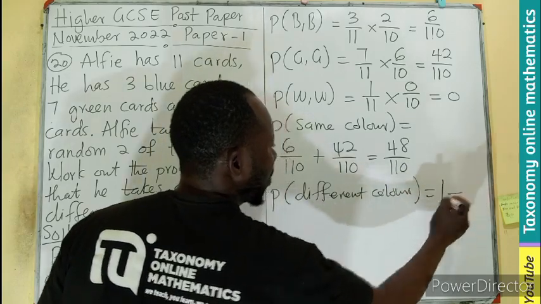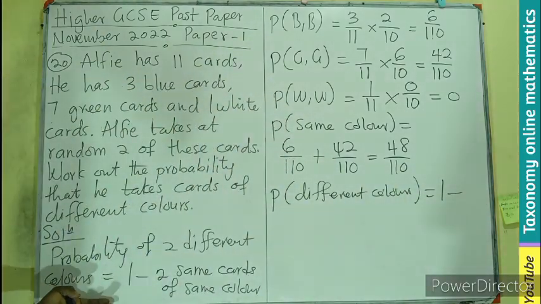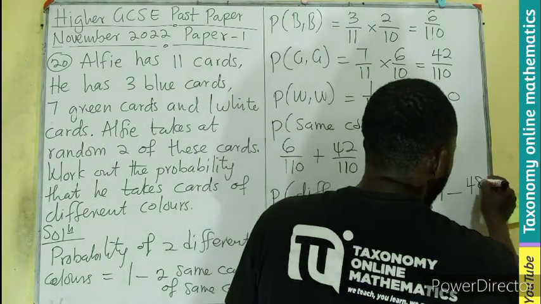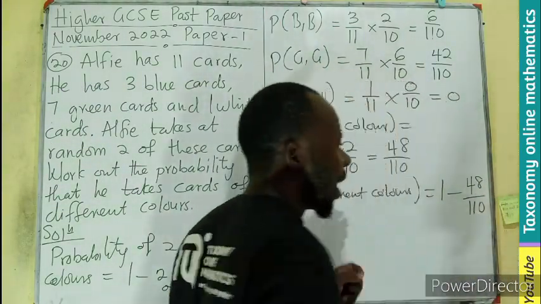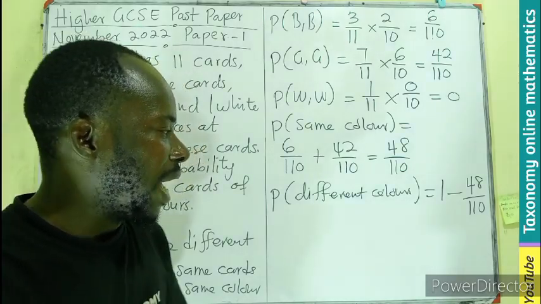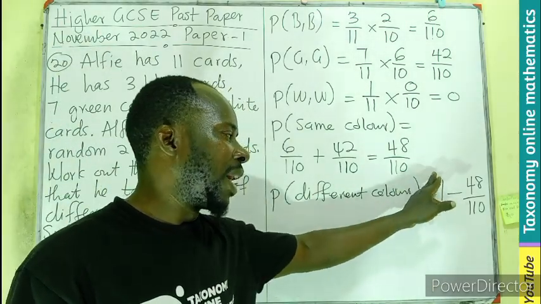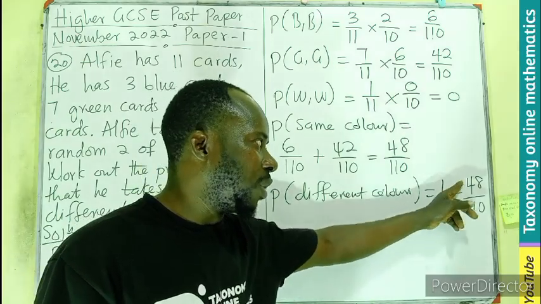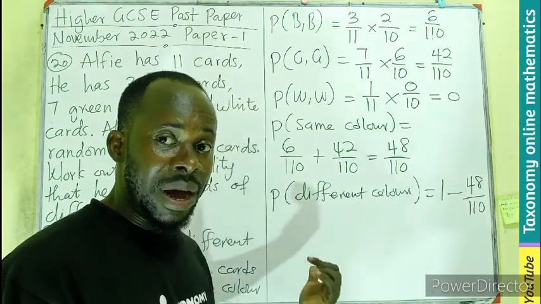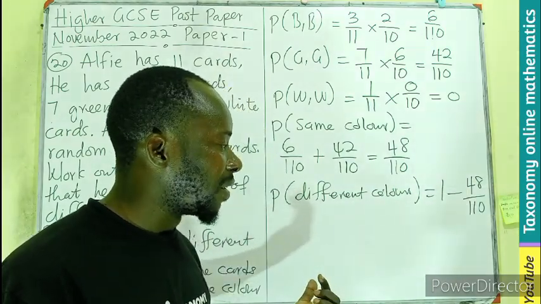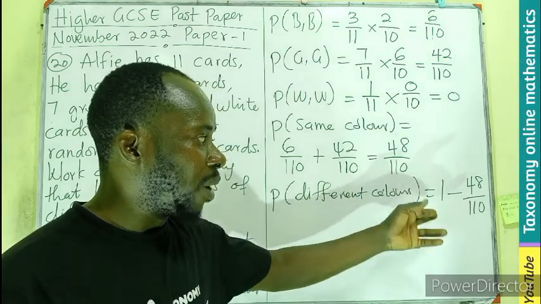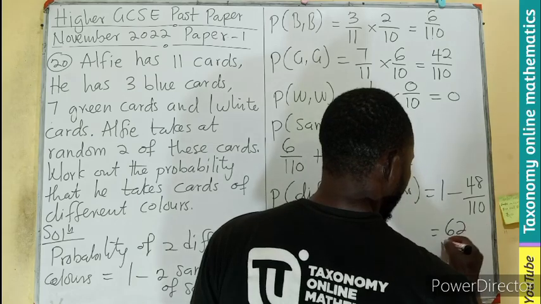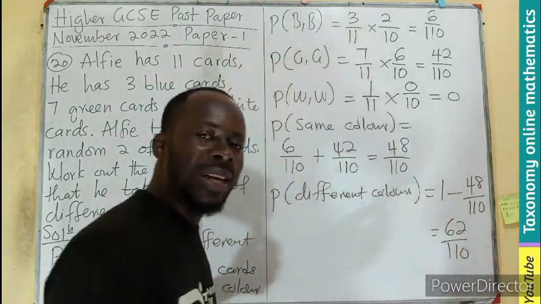That will be 1 minus the same color. This is what we have here: 1 minus the same color, and that will be 48 out of what? 110. If you multiply this as a fraction, 110 divided by 110 will give us 1. So we subtract 48 from 110. That will be giving us, if I have 60, that will be 100, so 62. So 62 out of 110.